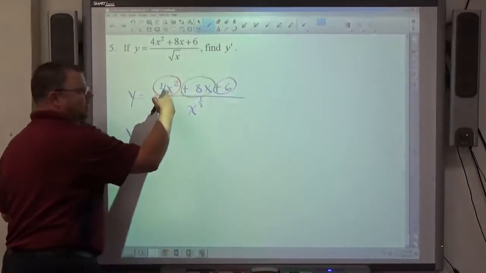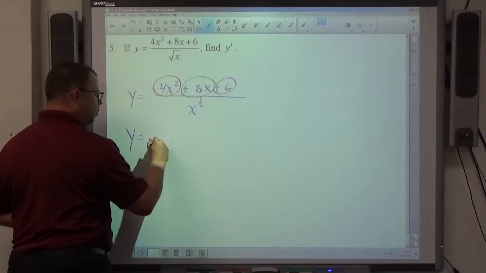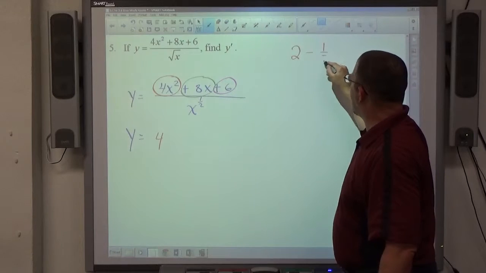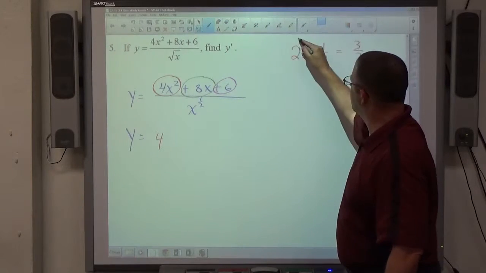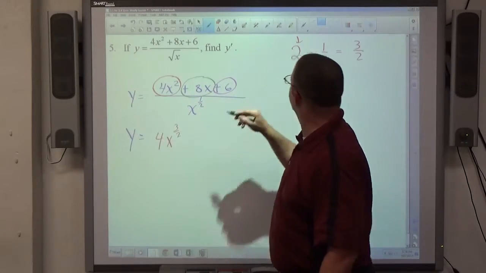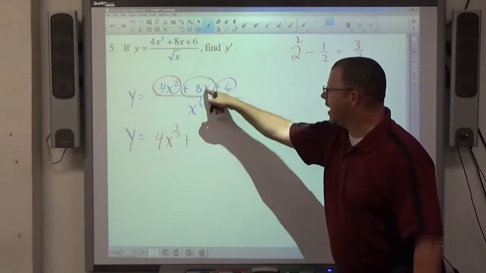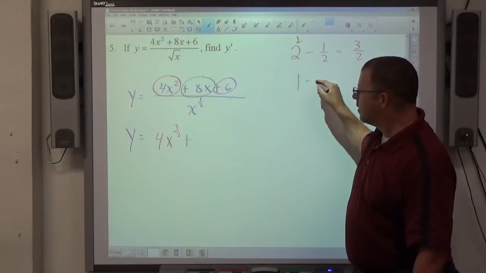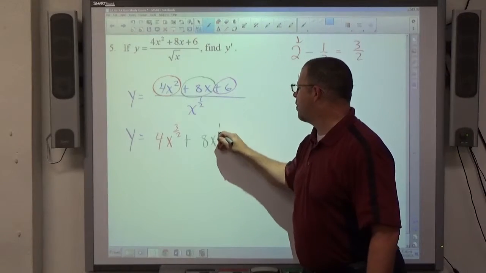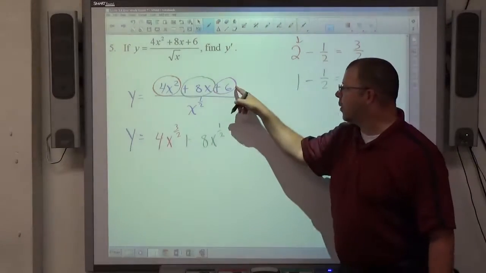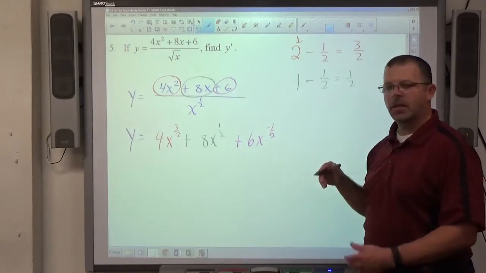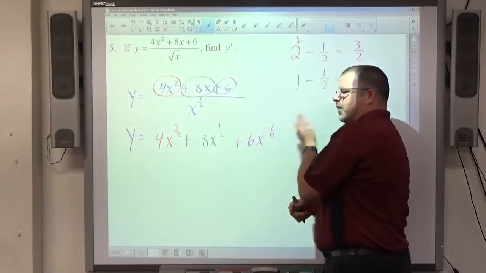So if I do 4x to the second divided by x to the 1/2, the rule says I'm supposed to subtract powers. If I'm taking the top power 2 minus the bottom power 1/2, that equals 3/2, since 2 is equal to 4/2. So 4x to the 3/2 is equivalent to this over this. Similarly, this is 8x to the first divided by x to the 1/2. 1 minus the 1/2 equals 1/2, so I'm going to get 8x to the 1/2 power. And finally, the last one, there is no x here, but if I move the x to the 1/2 up, it's just going to become 6x to the negative 1/2. Again, x to the 1/2 on the bottom is the same as x to the negative 1/2 on top.